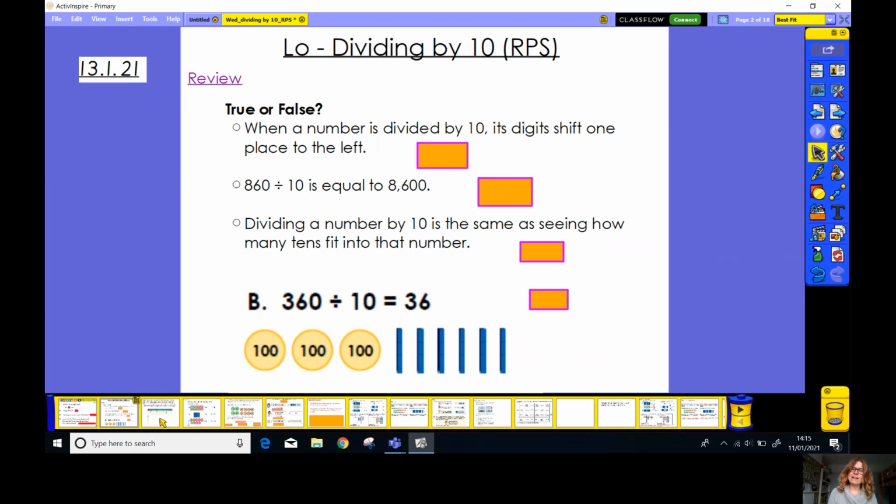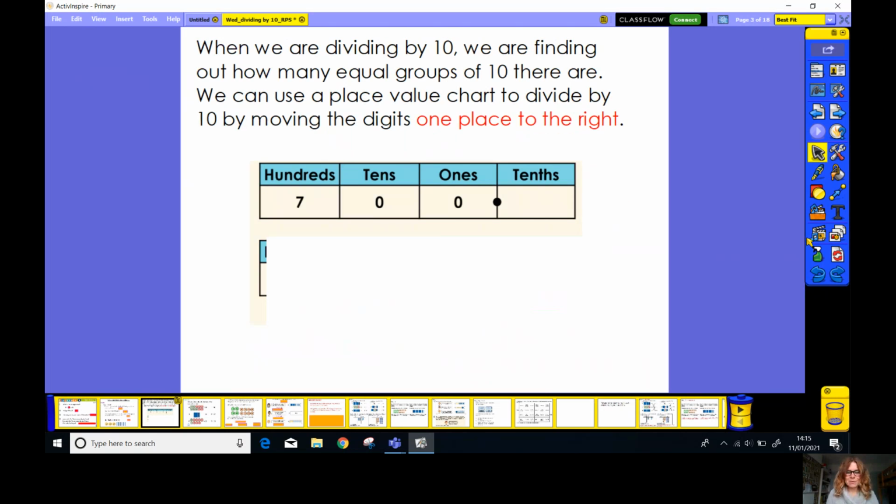Okay, now let's just recap a little bit about dividing by 10 so that we're really clear and we remember. Remember yesterday we were looking at dividing by 10 and we said that that's the same as finding out how many equal groups of 10 there are in a number. And one simple way of doing that is by using a place value chart. So when you divide by 10, the digits move 1 place to the right, going that way.